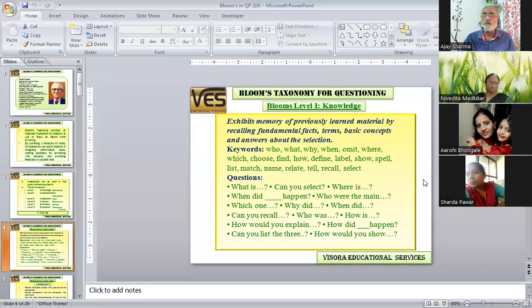So the first level of questioning is, and these questions are generally asked for 1 mark. These are 1 mark questions. What is photosynthesis? What is osmosis? What is crop rotation? What is fertilizer? What is rain? Where is Canada? Who was Rabindranath Tagore? When was the first war of independence fought? See, you can utilize all these words in these questions.